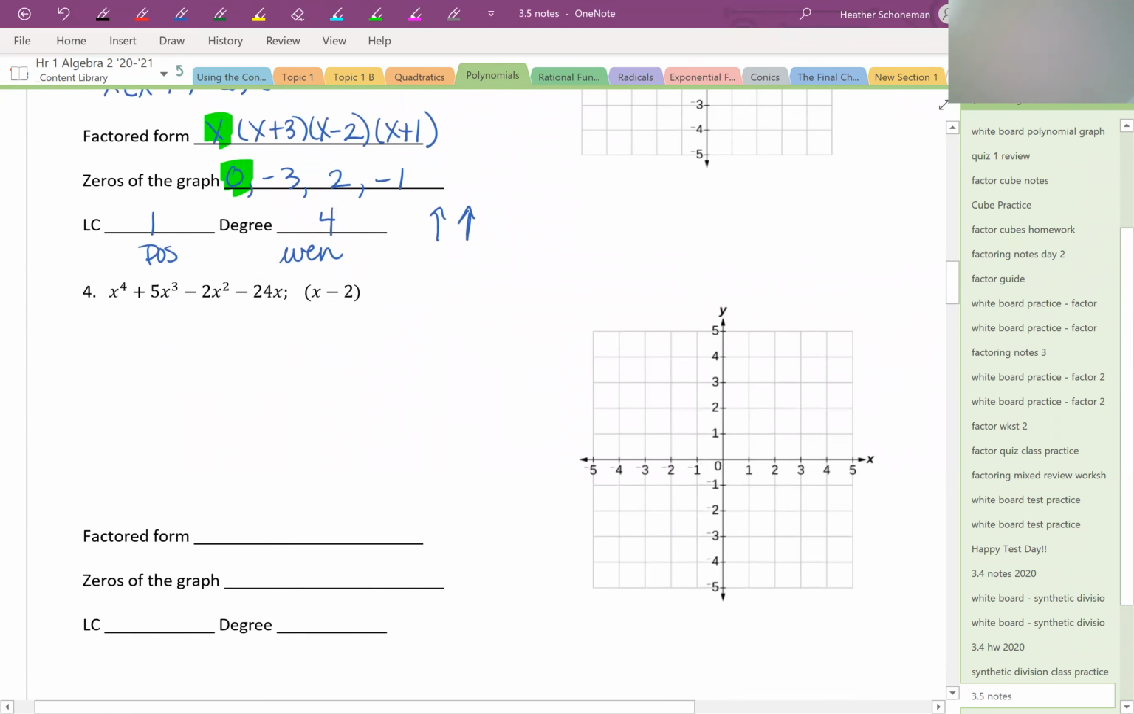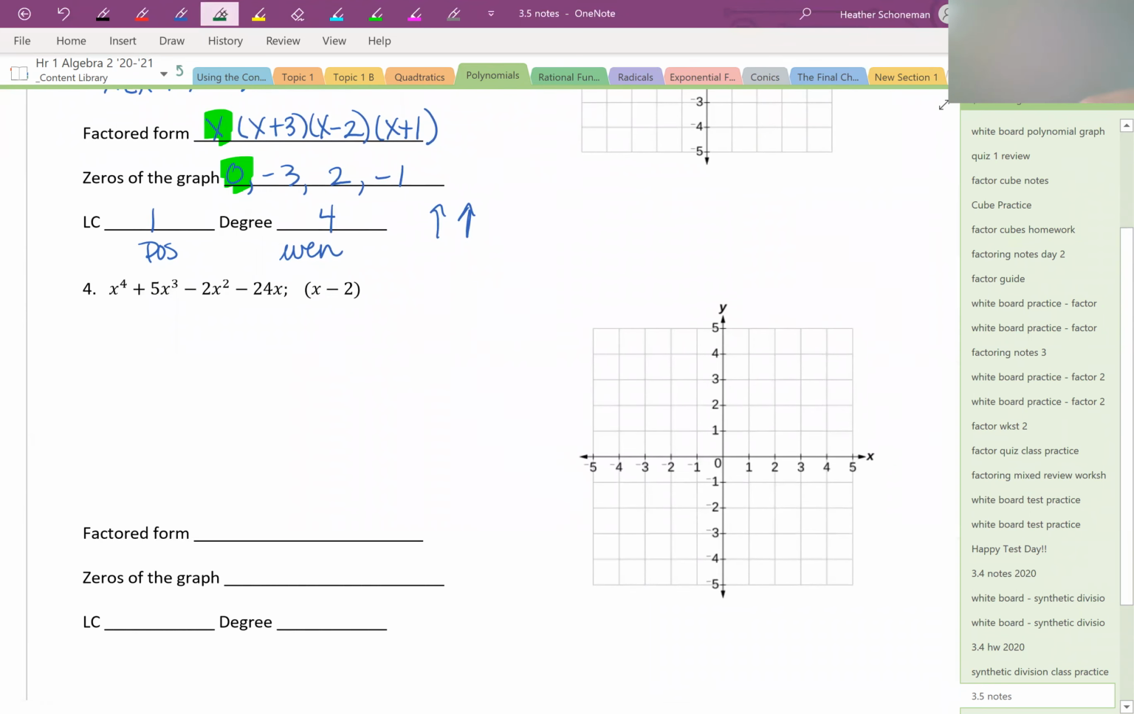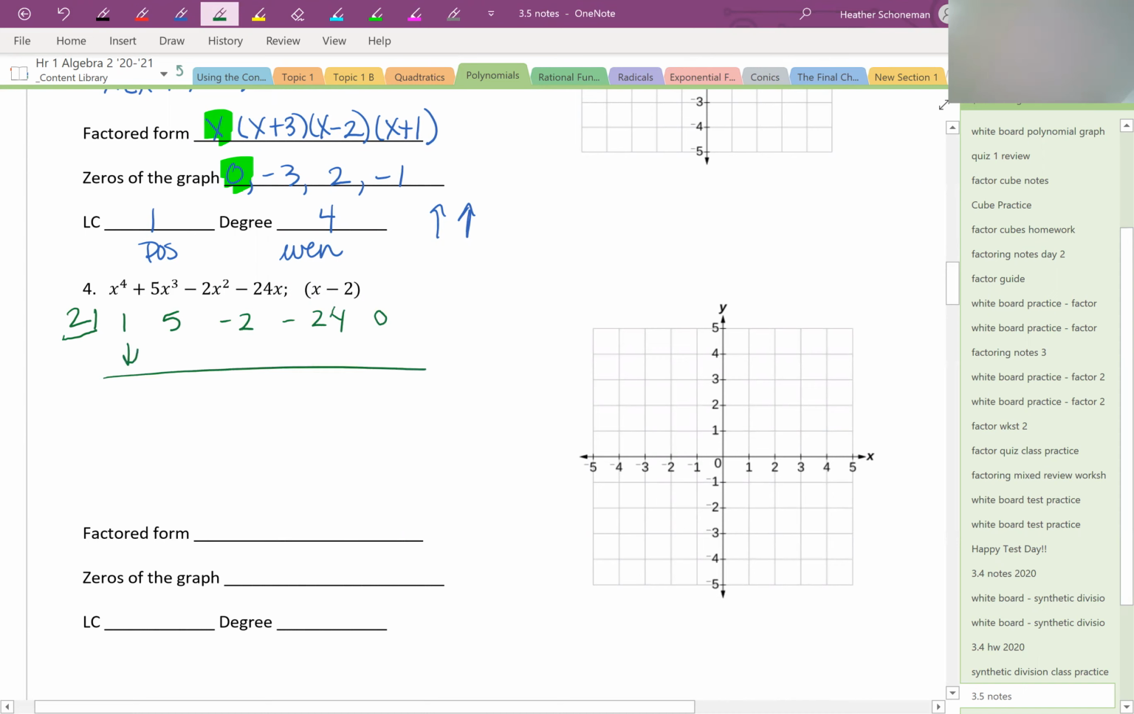Okay, let's try one more of these. So I know one of the factors, so I'm going to divide to break it down. So I'm going to put a positive 2 here, 1, 5, negative 2, negative 24, leaving a 0 for the constant as a space placeholder. Bring my 1 down, multiply, add, multiply, add, multiply, add, multiply, add.